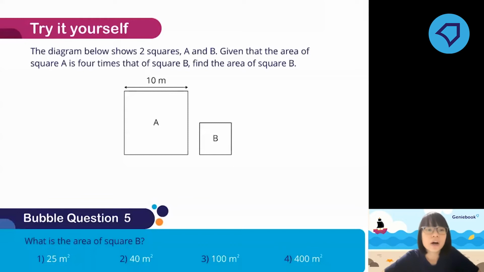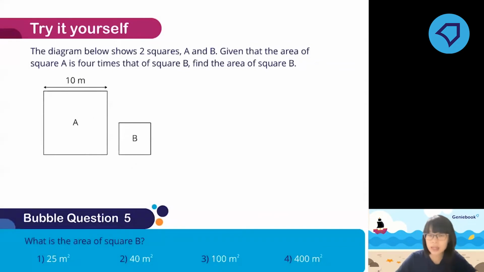The diagram below shows two squares A and B as well. Given that the area of square A is 4 times that of square B, find the area of square B. So this one is the opposite. Just now I asked you to find the area of the smallest square, then the area of the biggest square. Now, because you're given the length of the biggest square, you're going to find its area first, then find the area of the smallest square. Let me write down the partial sentence for you.